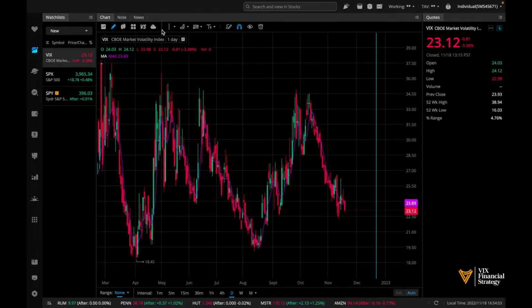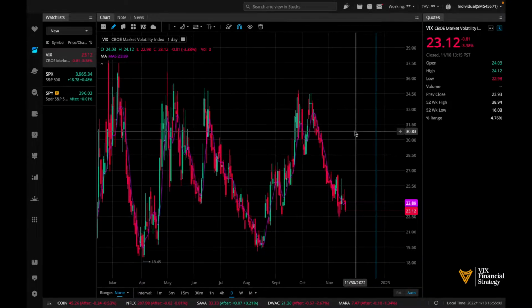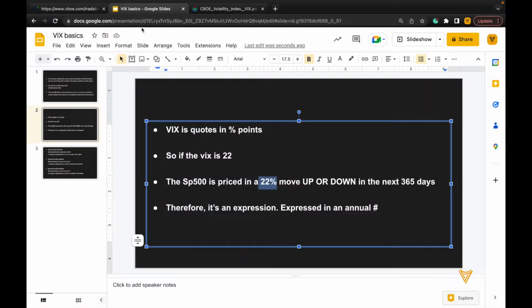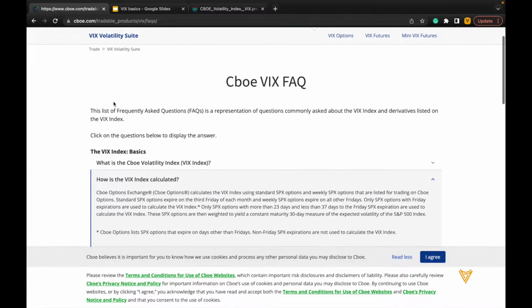All right, this is VIX Financial Strategy, and of course, it only makes sense that our first lesson is going to be covering the VIX. What is the VIX, you may ask? Well, it is the Volatility Index. Now, let's start here. Who calculates the Volatility Index?